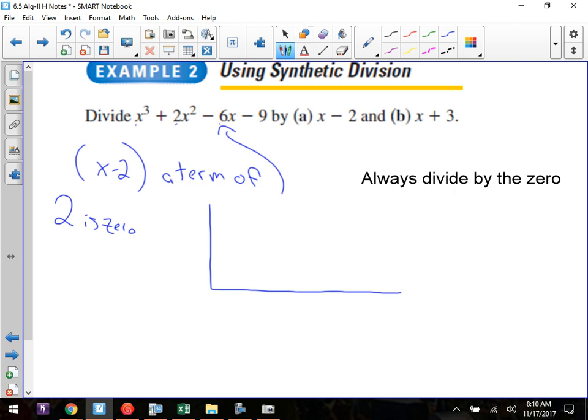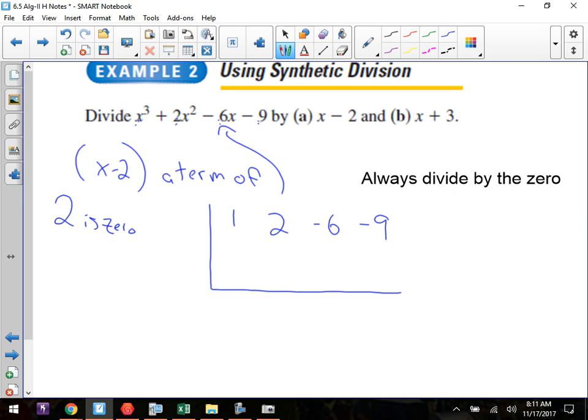I would put these coefficients in. Okay? I put the coefficients of all those in. It's a third degree polynomial. It should have 4 parts, and it does. So I would write 1, 2, -6, and -9. Now what I'm checking to see is, is x minus 2 a term of that polynomial?